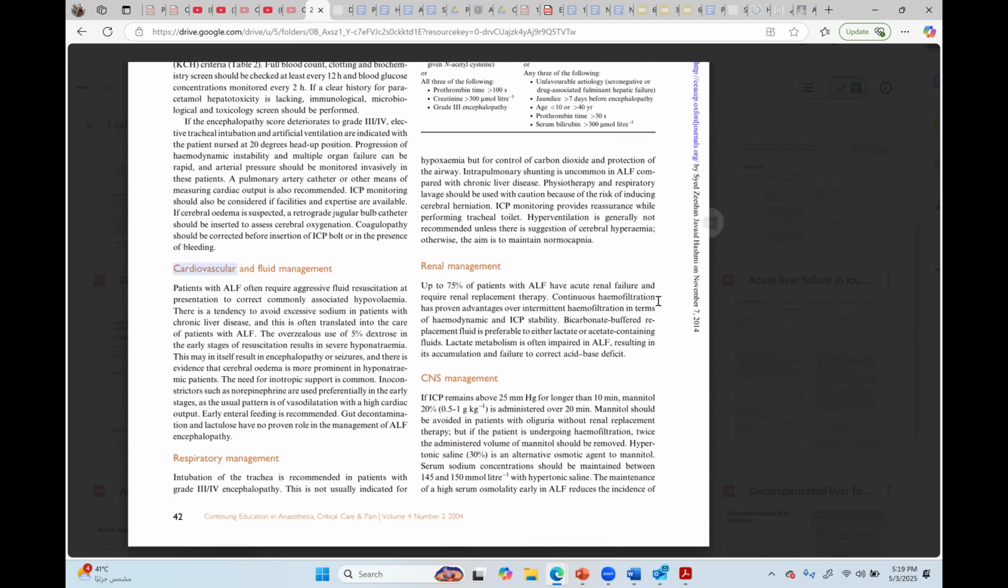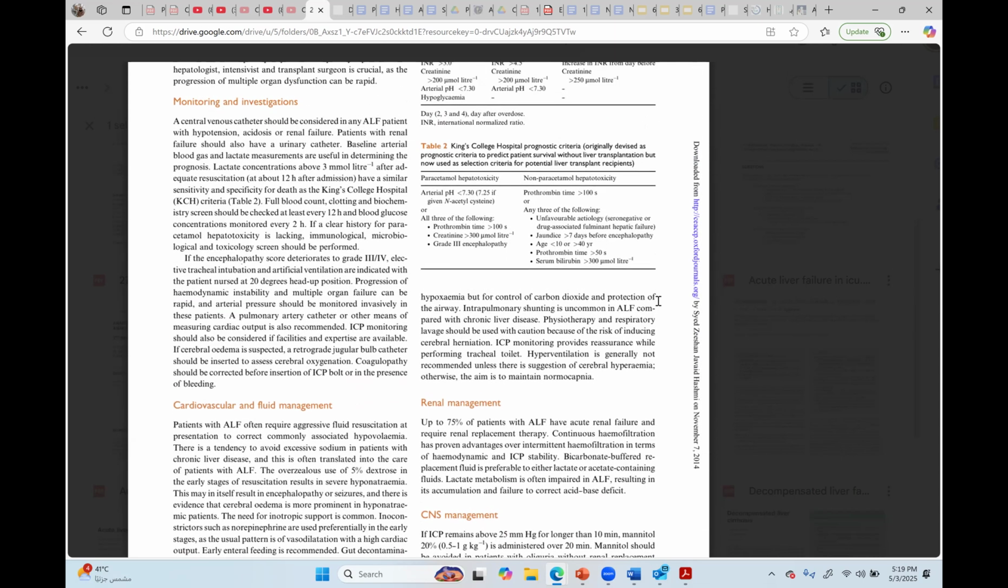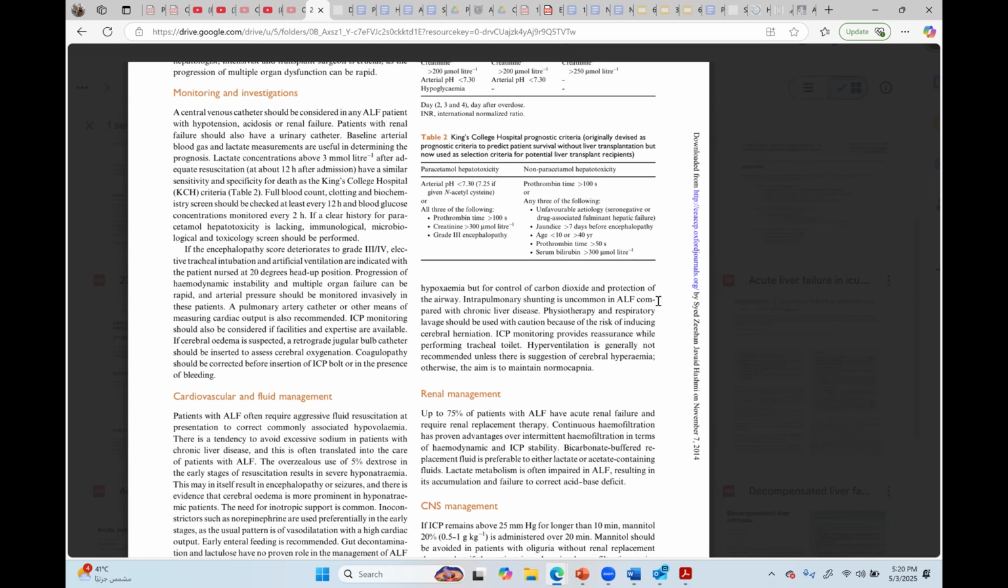I don't remember all the parameters, but for paracetamol toxicity: arterial pH less than 7.3, or all three of the following: PT more than 100 seconds, creatinine more than 300, and grade 3 encephalopathy. In non-paracetamol cases: PT more than 100, or any three of them: unfavorable etiology, seronegative or drug-associated fulminant hepatic failure, jaundice more than 7 days before encephalopathy, age less than 10 or more than 40, and prothrombin time more than 50 seconds. If this happens, the patient is indicated for liver transplant.